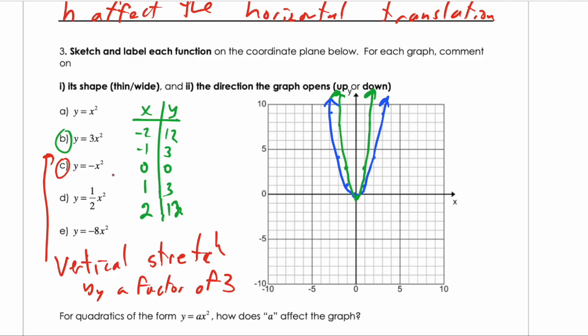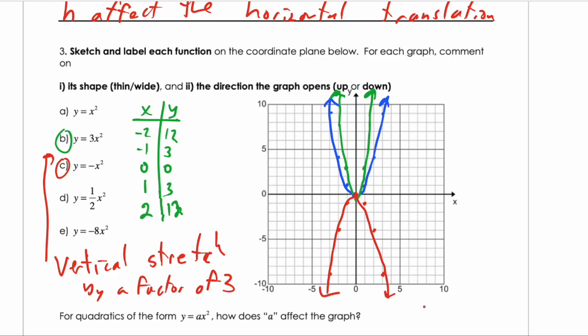Y equals negative x squared. Well, that's going to be negative 1 multiplied by all your y values from the parent function, which is the blue one. Okay, so negative 1 times 0 is going to give you 0. And here the y value is 1. If you multiply by negative 1, you get down here. And there the y value is 4. 4 times negative 1 is negative 4. So it's totally upside down. If it's negative, you have something like this.